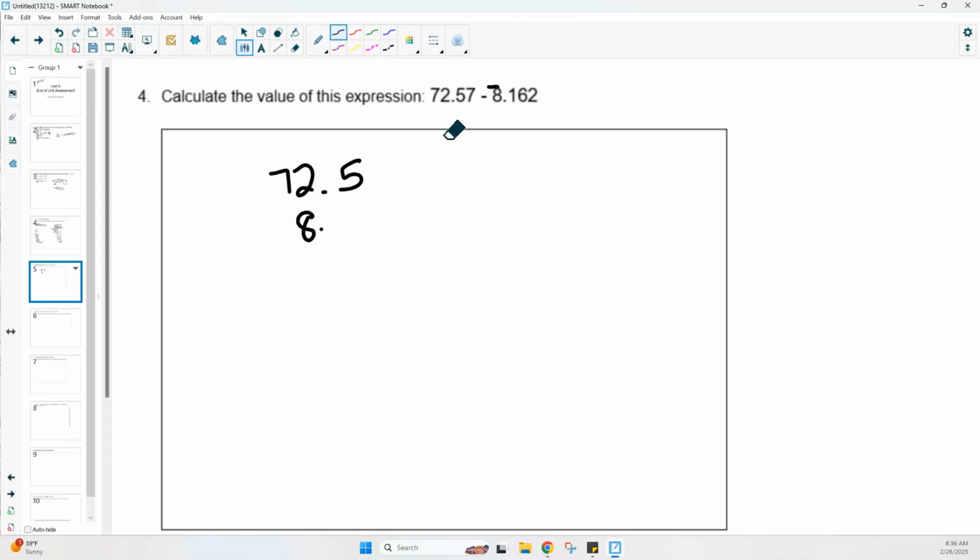5 is in my tenths place. 1 is in my tenths place. Remember, we have to match the place values. 7 is in my hundredths place. Underneath that, 6 is in the hundredths place. And then we still have this 2. Since there's nothing in the thousands place above, we are going to put a 0. Now just make sure everything is stacked, tenths for tenths, hundredths for hundredths, thousands and thousands.